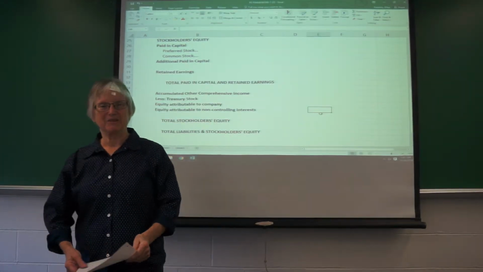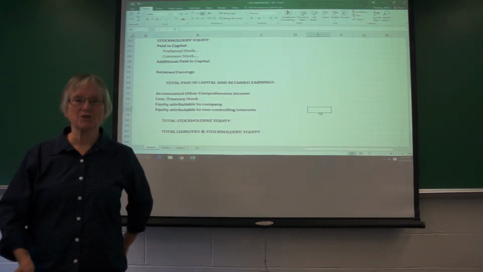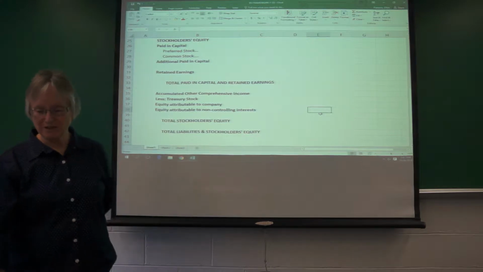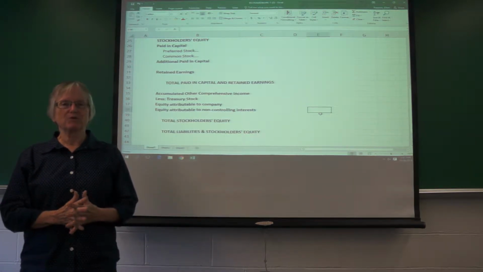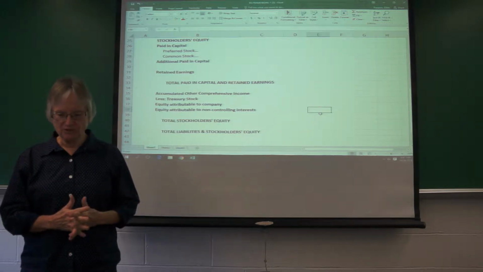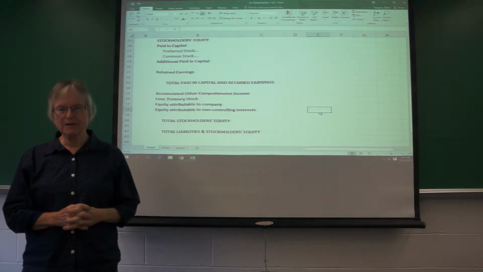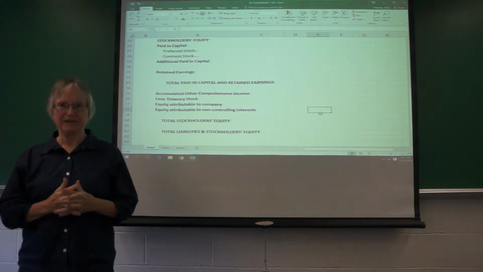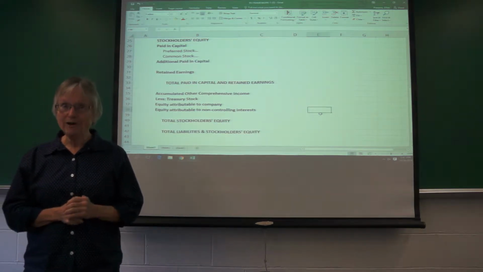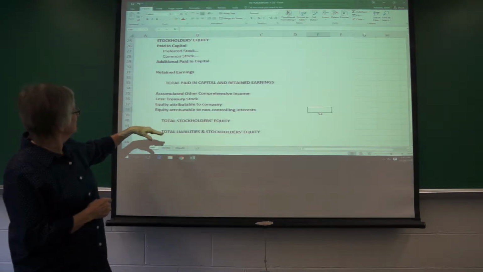So our next and last classification here is the stockholders' equity section of the balance sheet, owner's equity. This is probably the most complicated section to prepare, but if you keep the outline of it firmly implanted in your head, then it's not quite so hard. This gives you a bare outline.